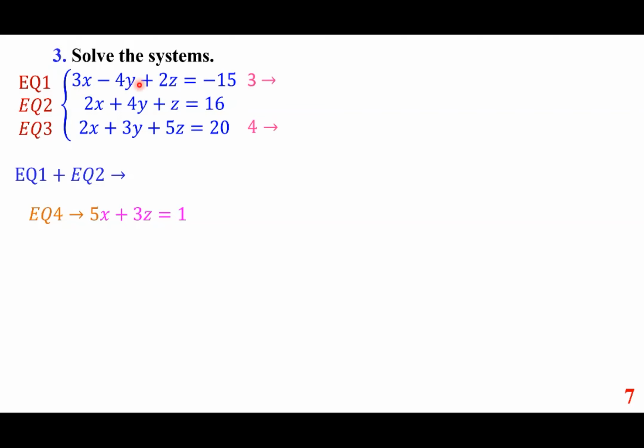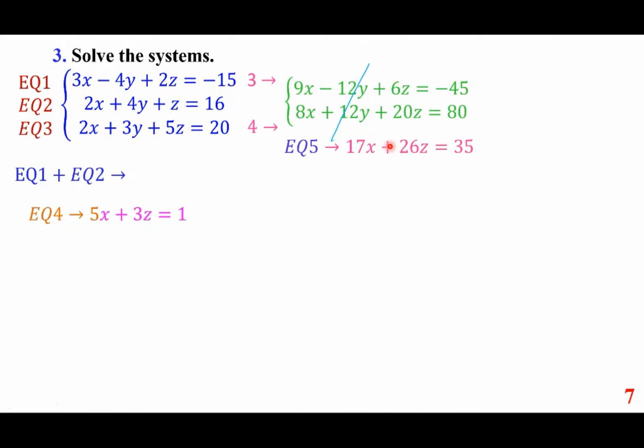So this gives us 9x minus 12y plus 6z equals -45, and 8x plus 12y plus 20z equals 80. And as you can see, these two cancel each other. So 9 and 8, 17x plus 26z equals 35. I'm going to call this equation 5, and put equation 5 next to equation 4. And I have only variables x and z. I'm going to get rid of one of them.